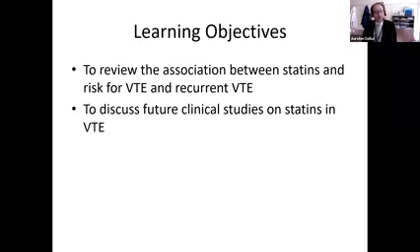Yes, so after this excellent presentation on the lab work for statins and thrombosis and VTE, my objective now is to review the association between statins and risk for VTE and VTE recurrence. I also have a quick teasing for PTS syndrome, and we'll finish with future clinical studies on statins in VTE.